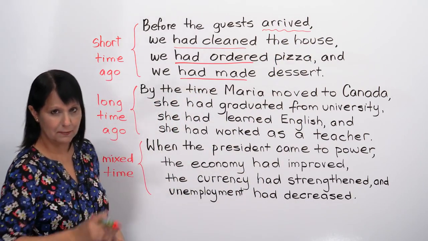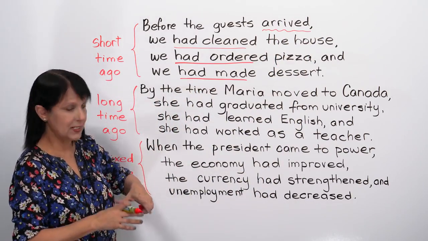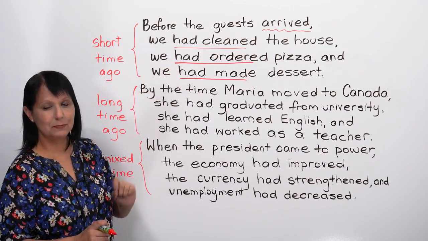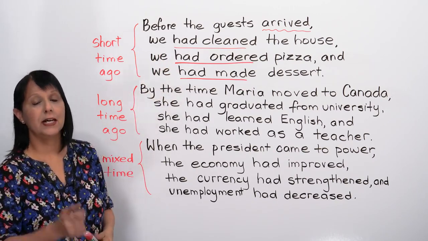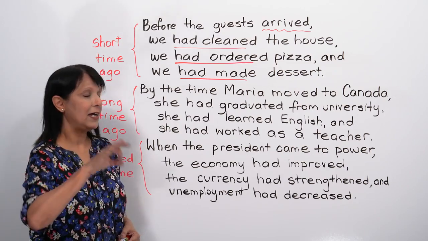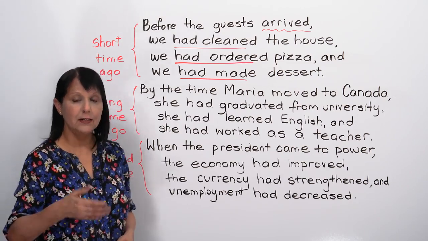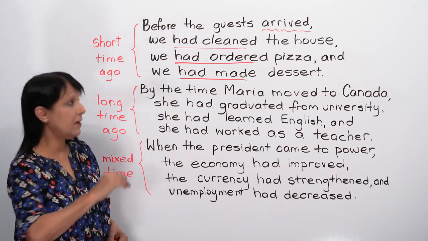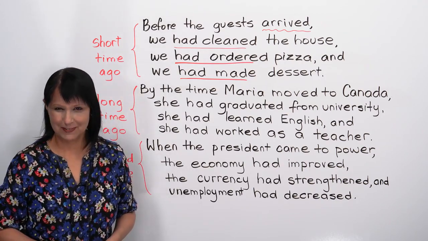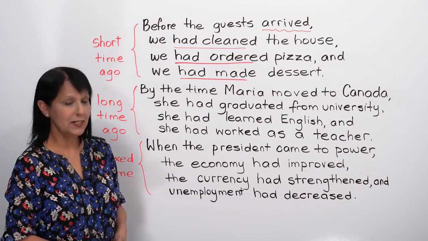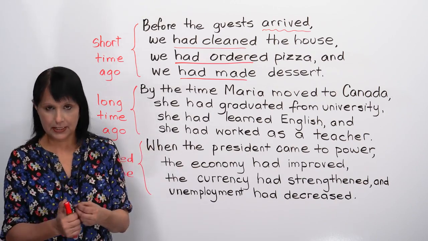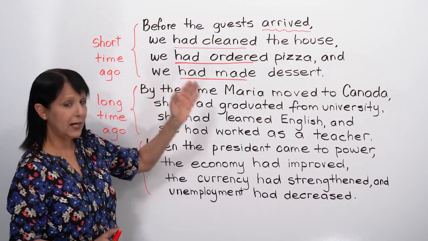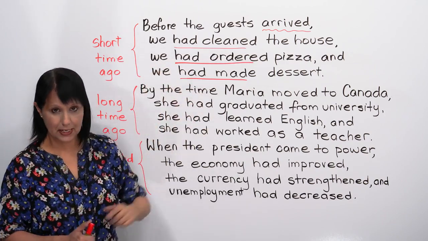arrived. That doesn't matter for what we are focusing on. But this part matters. These are the parts which are the past perfect. And by saying had cleaned, had ordered, and had made, we know that the person did those things before the guests arrived. All right? Now, one point. In order for you to learn it, I am writing each time we had cleaned, we had ordered, we had made.